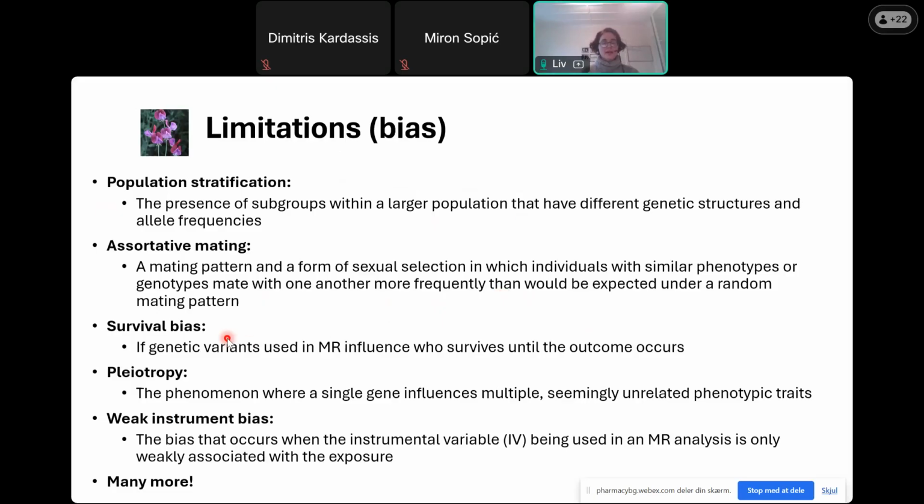Then we have survival bias, that is if you have genetic variants that affect who can survive until they get the outcome you're interested in. Pleiotropy, which is a phenomenon where a single genetic variant influences multiple seemingly unrelated phenotypic traits. And then you have weak instrument bias, that is the bias that occurs when the instrumental variable used in your MR analysis is only weakly associated with the exposure. And there are more as well.